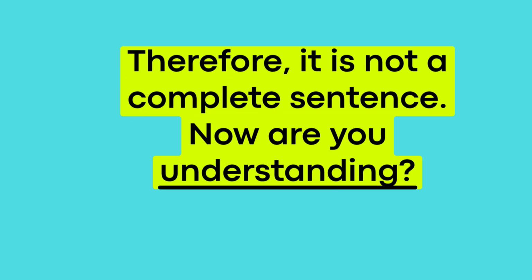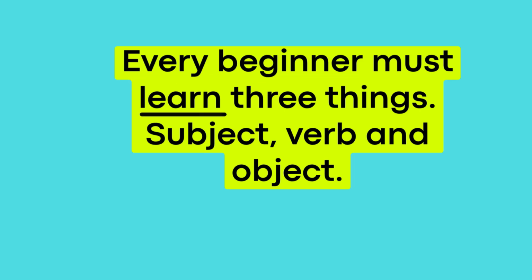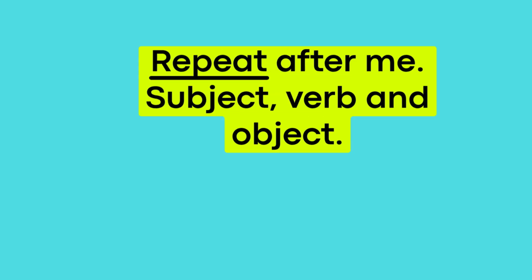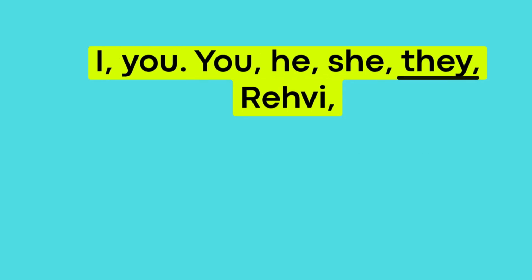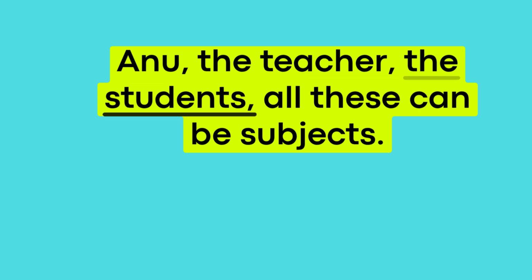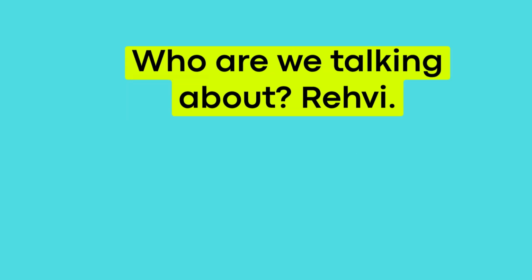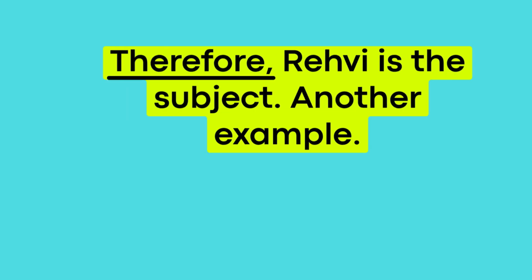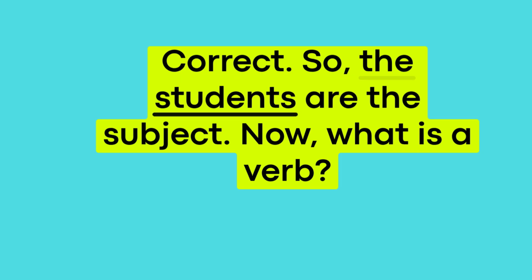Now, are you understanding? Very good. The three important parts of a sentence we should know. Every beginner must learn three things: subject, verb, and object. Repeat after me: subject, verb, and object. What is a subject? Subject tells us who or what we are talking about. Examples: I, you, he, she, they, Ravi, Anu, the teacher, the students, all these can be subjects. Let's practice. In the sentence, Ravi plays football, who are we talking about? Ravi. Therefore, Ravi is the subject. Another example, the students are studying. Who are we talking about? The students. Correct. So, the students are the subject.